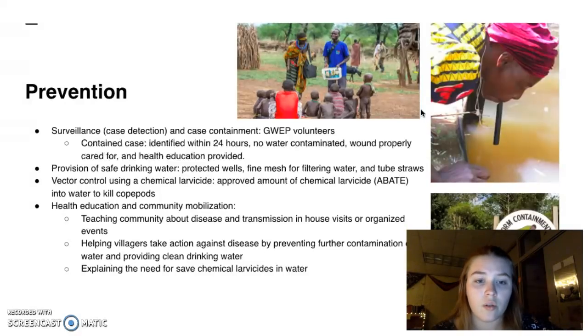They also do vector control, so that is killing the larvae before they are able to get into the copepods, or after they have gotten into the copepods, and then they can infect humans. There's also health education and community mobilization. So they teach communities about disease and transmission. They help villages to take action by making sure they don't contaminate more water and helping to provide them with clean water. And they explain the need for safe chemical larvicides in the water, just reassuring them that it's okay to use the chemicals, even though that can be a little bit daunting.